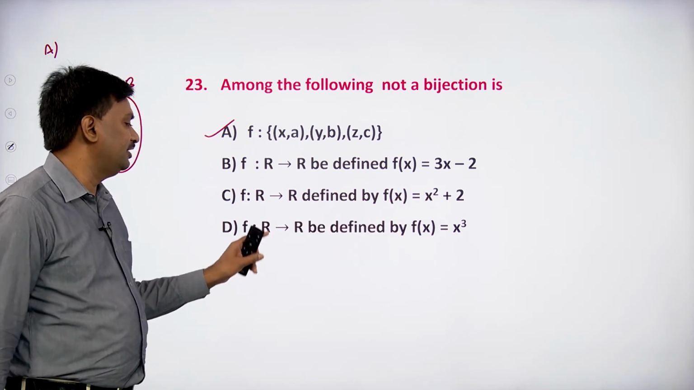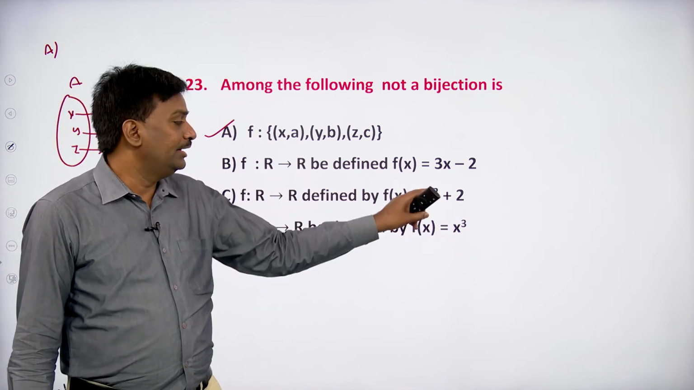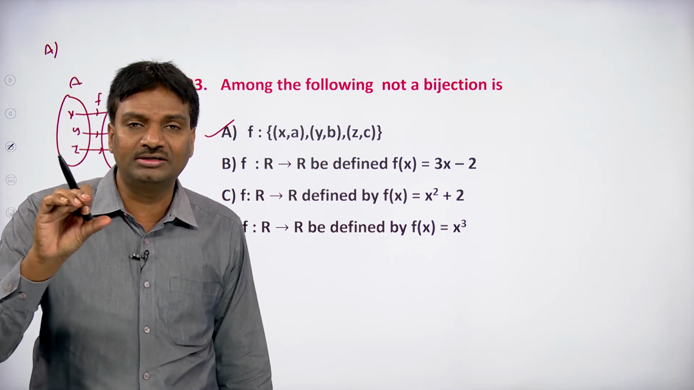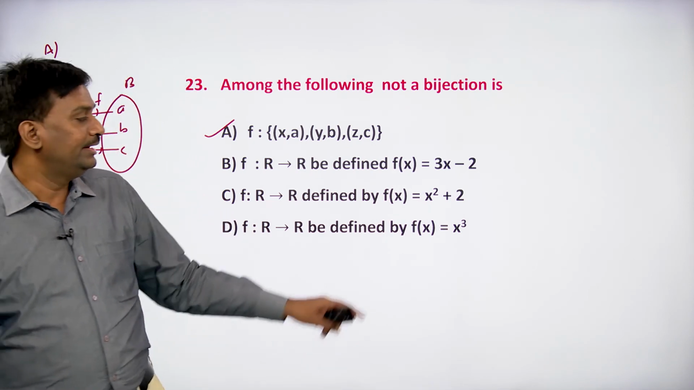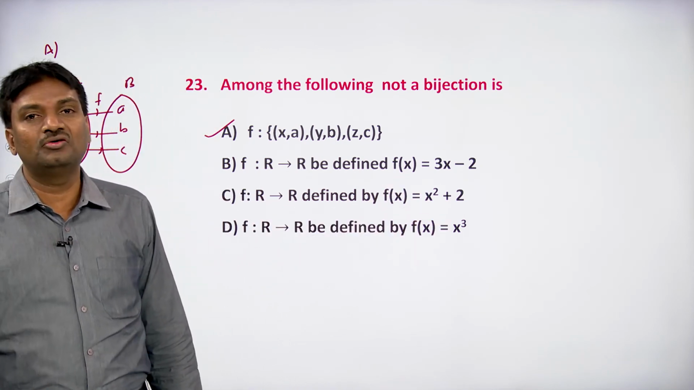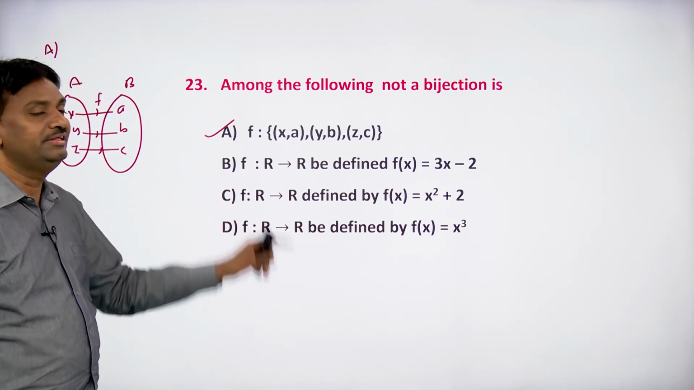Next, option D: f maps R to R defined by f of x equal to x cube. In place of x, by taking different numbers, you will get that f is a 1-1 function but not onto. By taking different values, you will get range not equal to codomain. So that's why options B, C, D are eliminated. Only option A is correct.